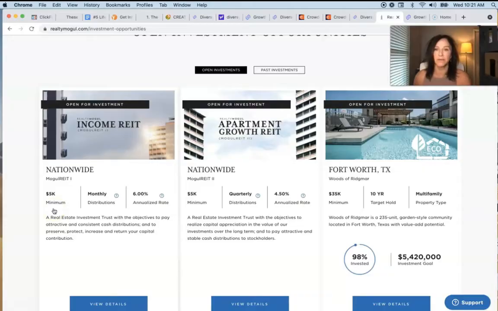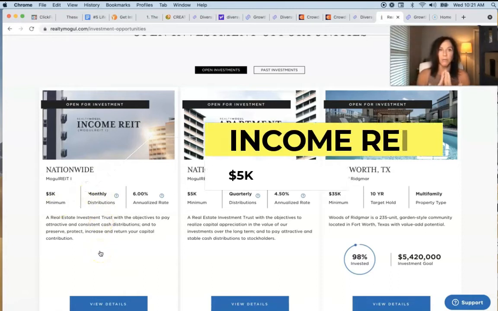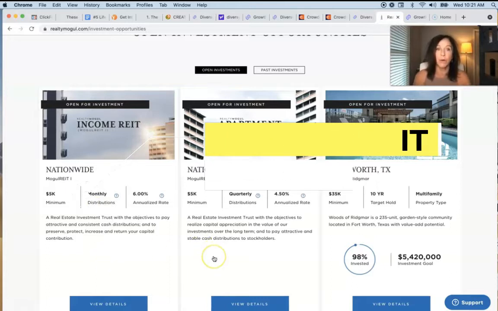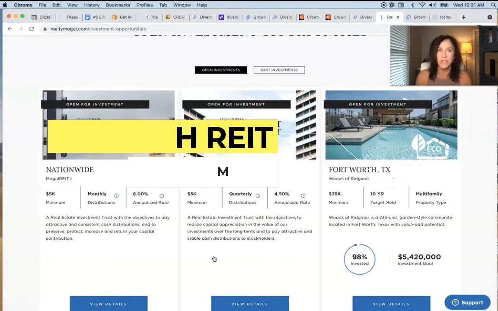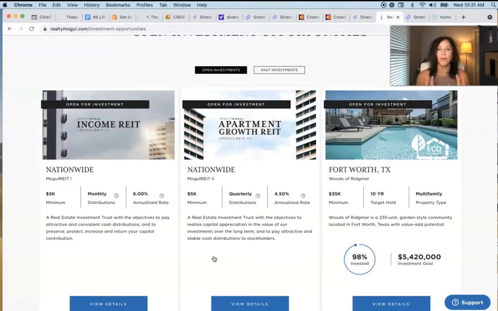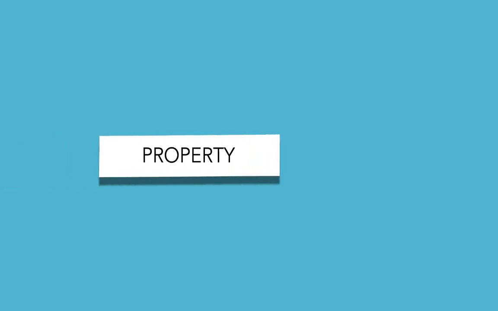And in this particular case, the minimum of this REIT is $5,000 for both of these. RealtyMogul offers 2 types of REITs. One is an income REIT, where you would get a bigger annualized return back in monthly distributions, or a growth REIT, which has less distributions over the year. In this case, it's quarterly, but at the end, you have more participation in the growth of the fund and how it grows at the end.